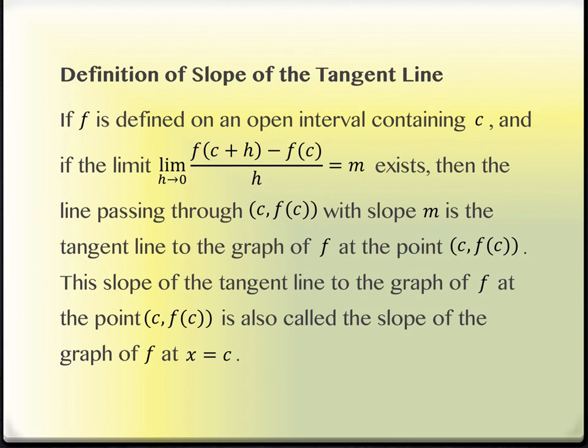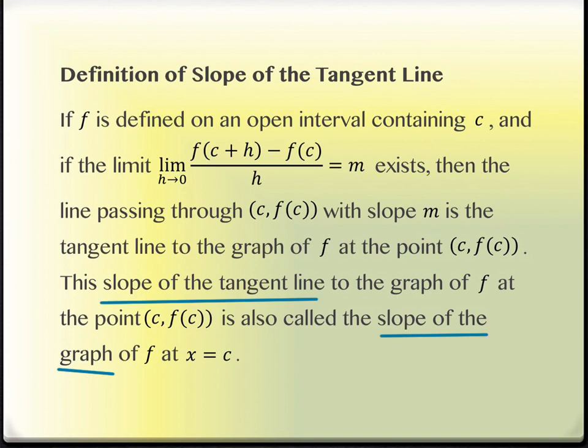If f is defined on an open interval containing c, and if the limit as h approaches 0 of f of c plus h minus f of c over h equals m exists, then the line passing through this point with this slope is the tangent line to the graph. This slope of the tangent line to the graph of f at this point is also called the slope of the graph. So we have 2 phrases now that mean the same thing: slope of the tangent line and slope of the graph.